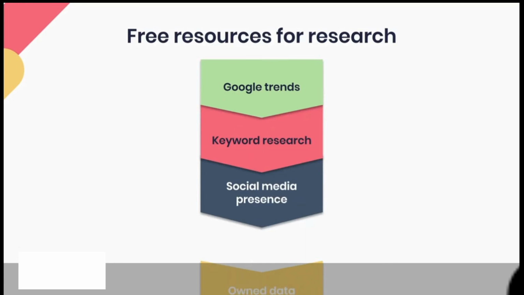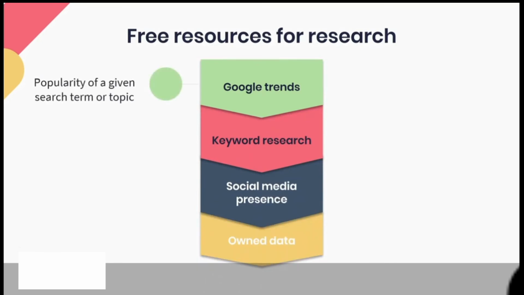First, there is Google Trends, which is where you can see the popularity of a search term or a topic over time. You can see this based on location, so you can get quite specific. This helps indicate how much of a need there is for your product or service, or whether you need to be looking at other keywords and topics. Then there is keyword research, and this is something that we'll be spending a lot more time on when we look at Google Ads and SEO.